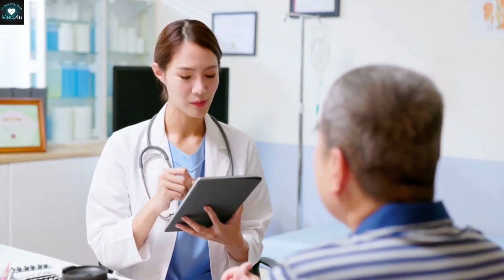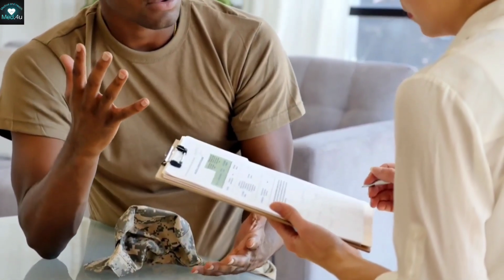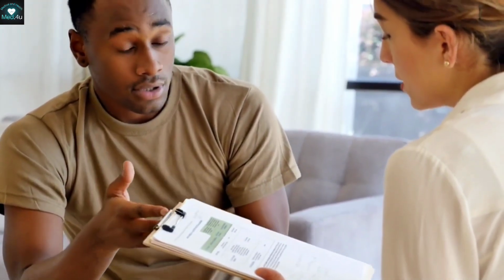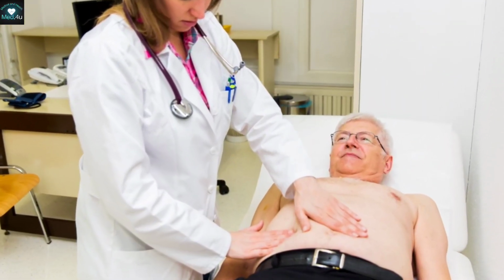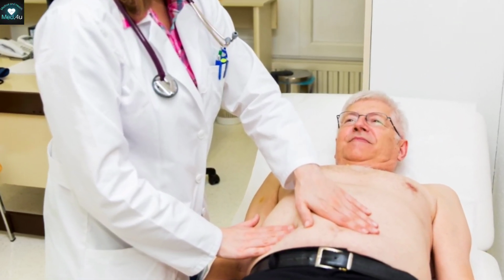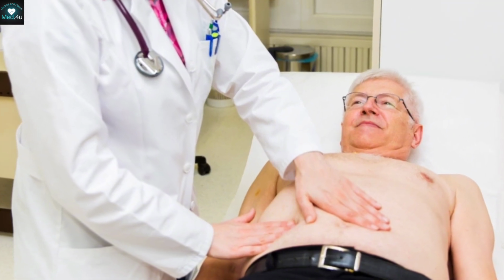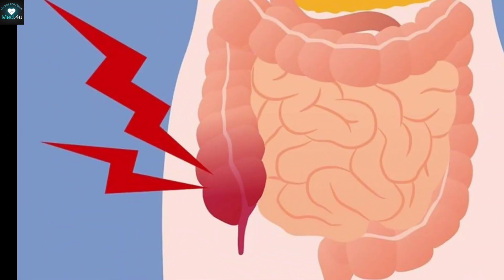Diagnosing appendicitis. A step-by-step approach. Diagnosing appendicitis involves a combination of medical history review, physical examination, and diagnostic tests. Your doctor will begin by asking about your symptoms, including when they started and how they have progressed. During the physical exam, your doctor will gently press on your abdomen to assess for tenderness, particularly in the lower right quadrant. They may also check for rebound tenderness, which is pain that worsens when pressure is released.